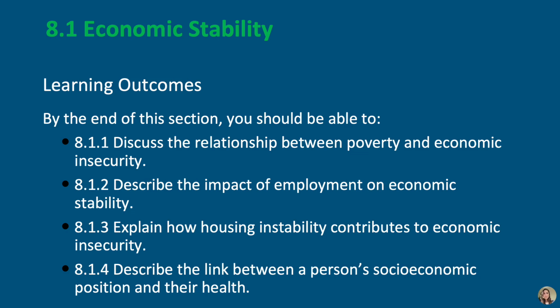So these learning outcomes are what you should be able to do by the end of this lecture. These are your own learning goals. Basically, you want to be able to discuss the relationship between poverty and economic insecurity and look at the impact on employment and on social instability, and be able to explain how housing instability really contributes to economic insecurity, and then link that social determinant of health and a person's socioeconomic position with their health outcomes.